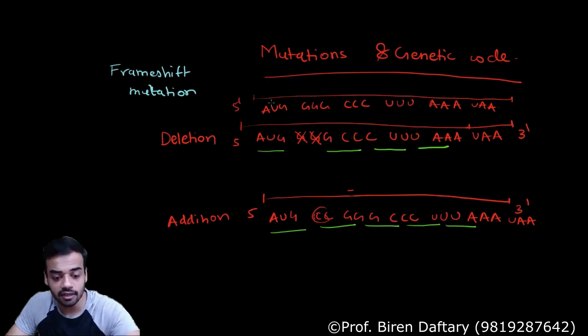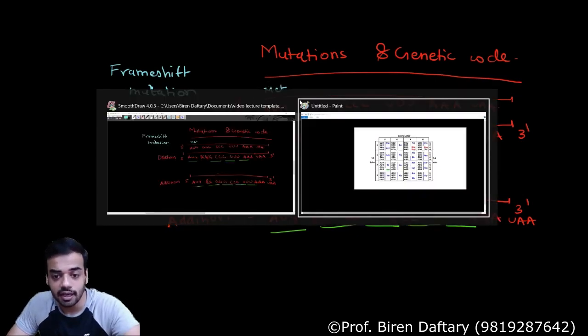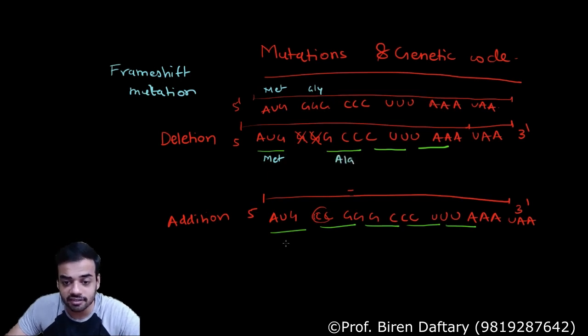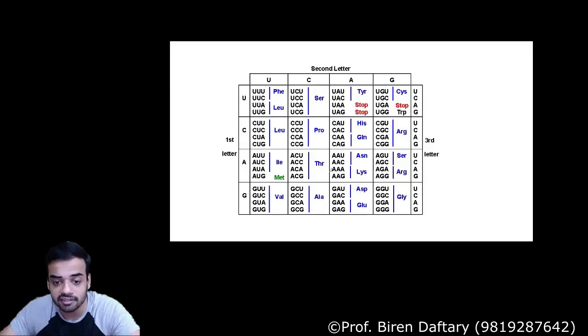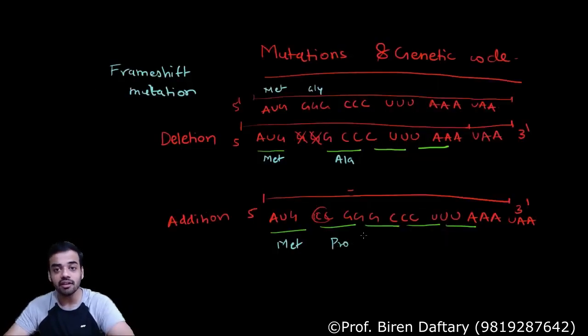So I will write down the amino acid over here. Methionine is over here, and over here it is glycine. But because of deletion, over here it is methionine and here it is alanine. Let us check this out. Here it is methionine. These two are added, so it is CCG. So let us see what is C, C, and G. It is proline. So over here it is proline. So can you see, totally different amino acids are being formed because of mutation.